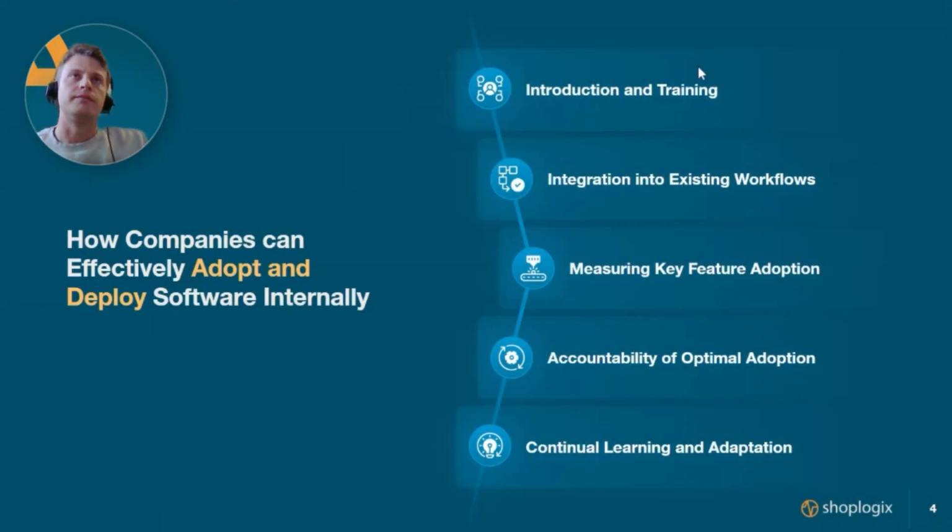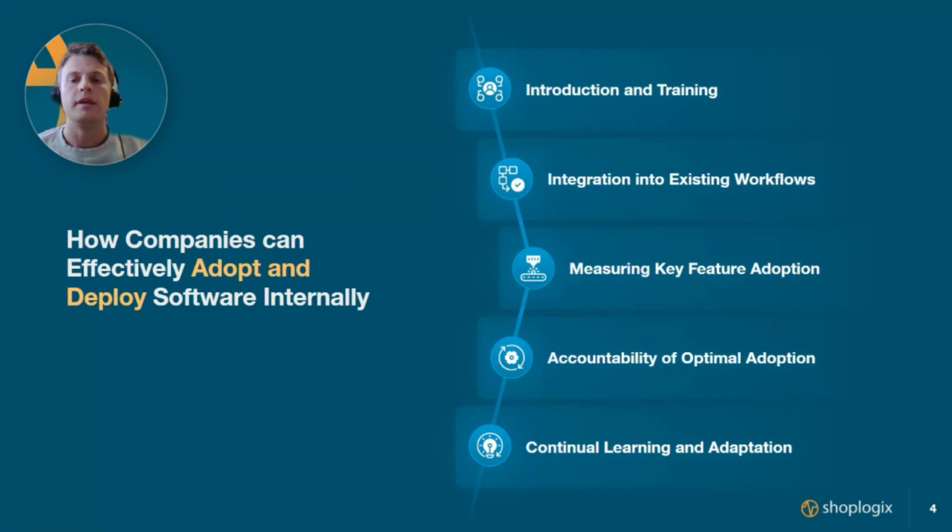Okay, so now that we've covered the topic of what digital adoption is and why it's important, and some of the trends we're seeing in the industry, I want to talk a little bit about some of the steps that a company can take to effectively adopt and deploy software internally. So the first step is a little bit of a no-brainer. You have to introduce the system or software or tool and make sure that people are trained on how to use it. So that's generally always the first step when choosing to procure and implement a software.